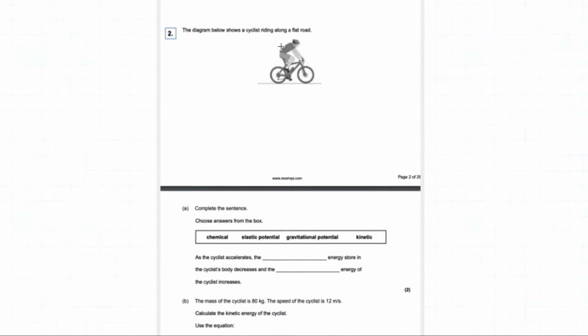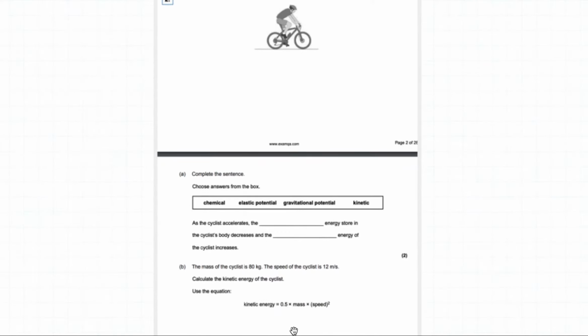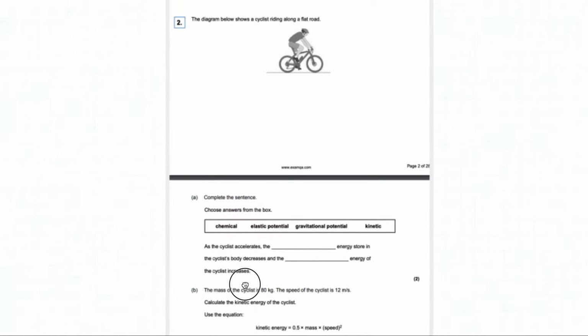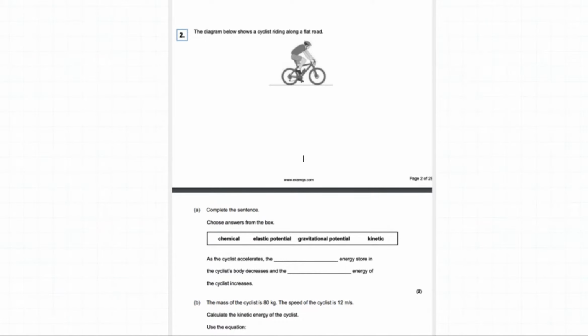Question 2, the diagram shows a cyclist riding along a flat road. So here we have some sentences describing that as the cyclist accelerates, the something energy stored in the cyclist's body decreases and the something energy of the cyclist increases. So whenever we have a person doing something, we call that chemical energy.